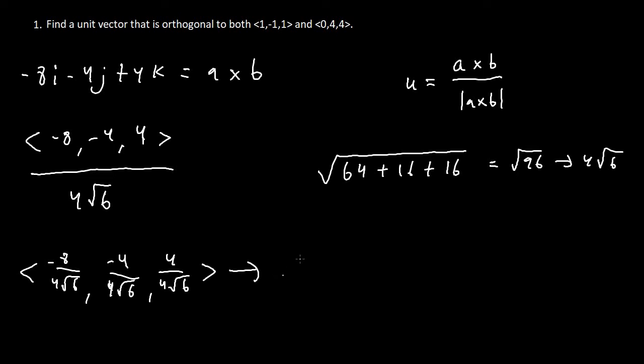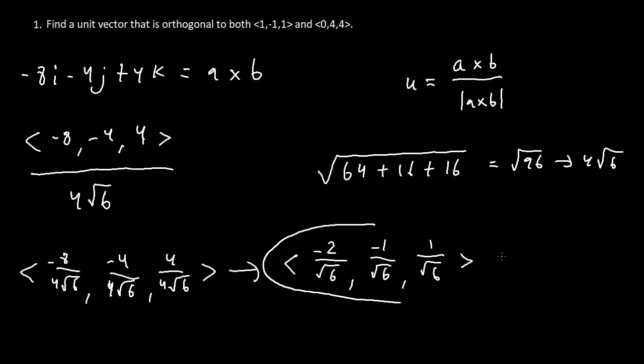So when we simplify, we'll get negative 2 over square root of 6 as our x component, negative 1 over square root of 6 as our y component, and just 1 over square root of 6 as our z component. And this is a unit vector that is orthogonal to both vectors 1, negative 1, 1, and 0, 4, 4.